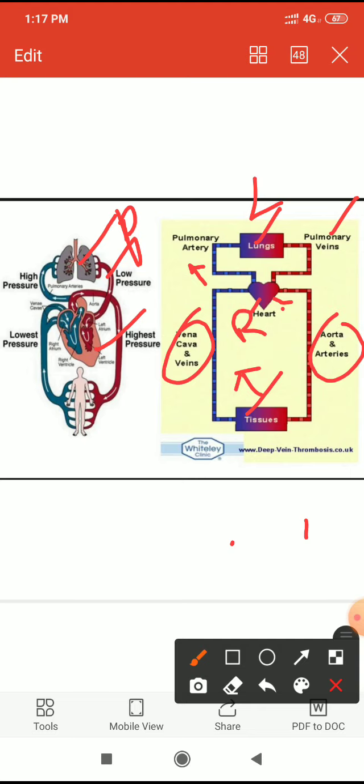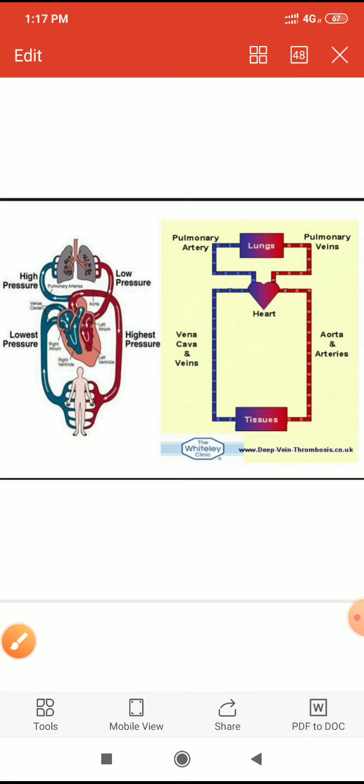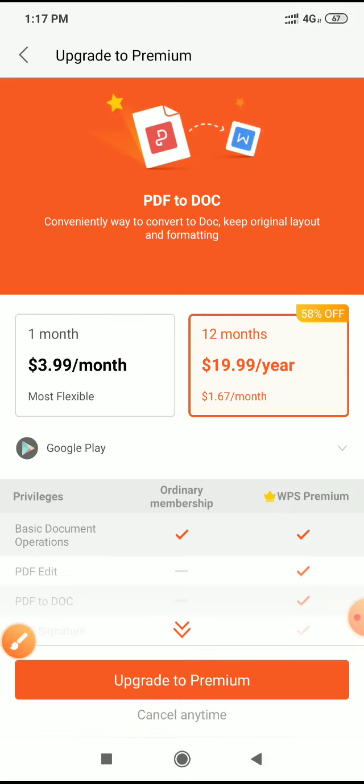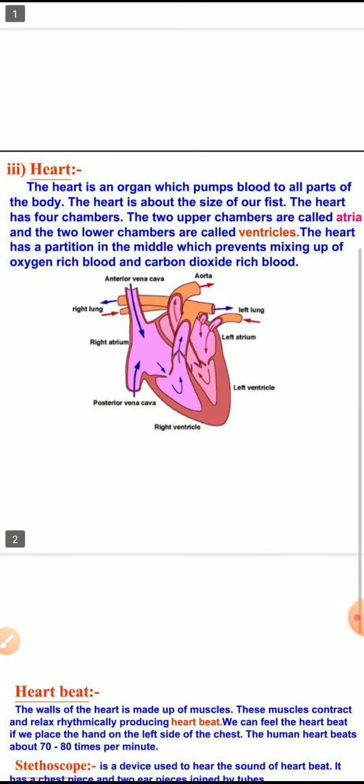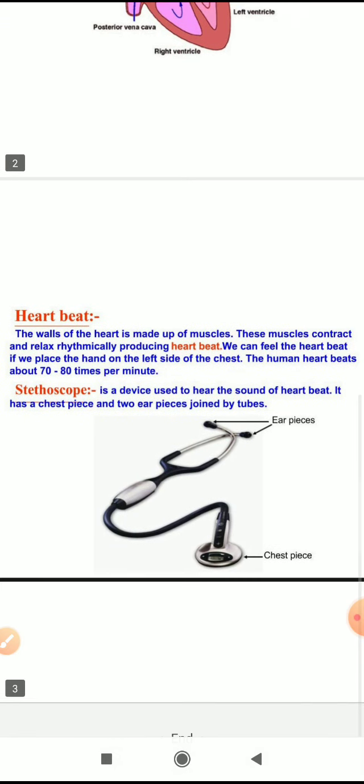Now we will go to the heartbeat. Okay, that is one more topic, heartbeat. Now what is the heartbeat? The walls of the heart are made up of muscles. जो हार्ट की जो वॉल्स होती हैं दैट आर मेड अप ऑफ मसल्स, मसल्स से बनी होती हैं. These muscles contract and relax rhythmically, producing heartbeat.